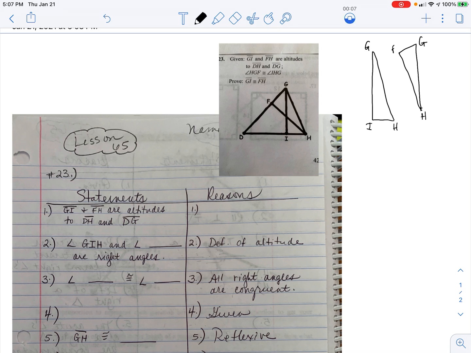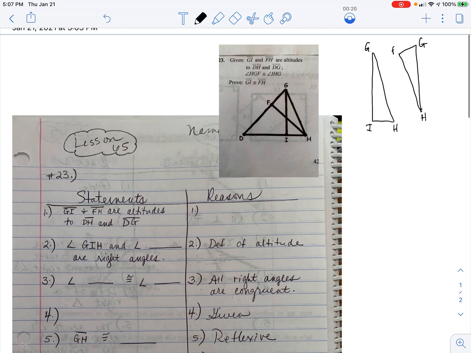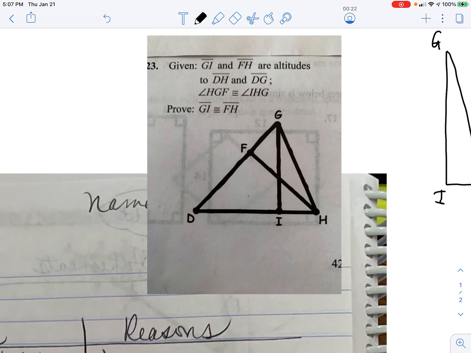All right, Lexi, so we're looking at lesson 65, number 23. You notice that there is a triangular diagram here with some given information. You notice that there are also some lines drawn from a couple of the vertices to its opposite side. So let's discuss what we see here first.